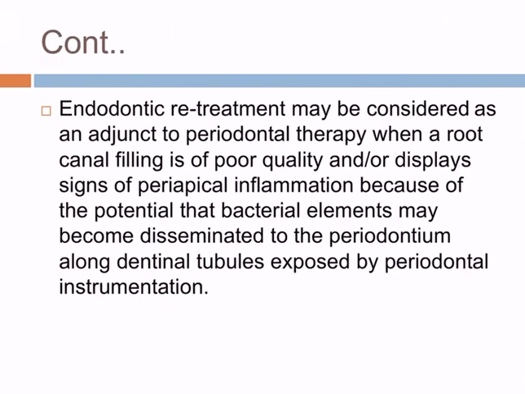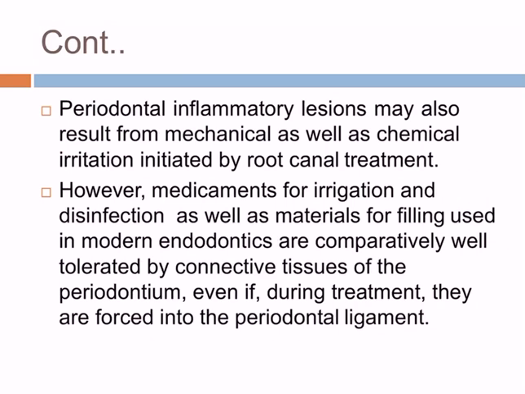Then, endodontic retreatment may be considered as an adjunct to periodontal therapy when a root canal filling is of poor quality or displays signs of periapical inflammation, because of the potential that bacterial elements may become disseminated to the periodontium along the dentinal tubules exposed by periodontal instrumentation. Now, periodontal inflammatory lesions may also result from mechanical as well as chemical irritation initiated by root canal treatment. Sometimes when you irrigate the root canal, the irritant chemical can go from the apical foramen into the periodontium. That can also lead to periodontal inflammatory lesions.